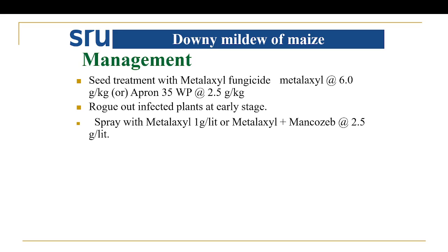Apart from the chemical management, you can also go for crop rotation with a non-host crop like rice or any other pulse crop, and also go for clean cultivation and deep summer plowing to expose hidden oospores to the solar radiation. And also we can practice biocontrol agents like application of Trichoderma harzianum and Pseudomonas fluorescens at the time of sowing. So these are the IDM practices recommended for the control of downy mildew disease in maize.